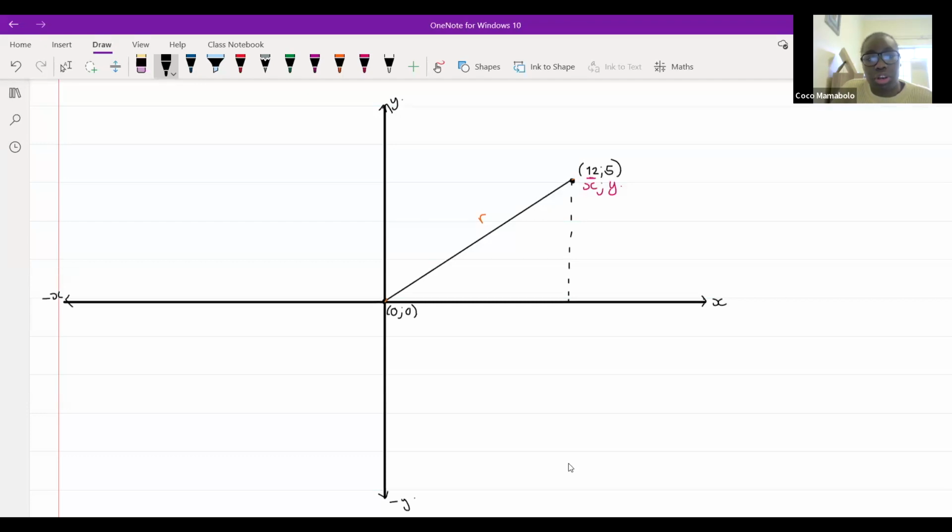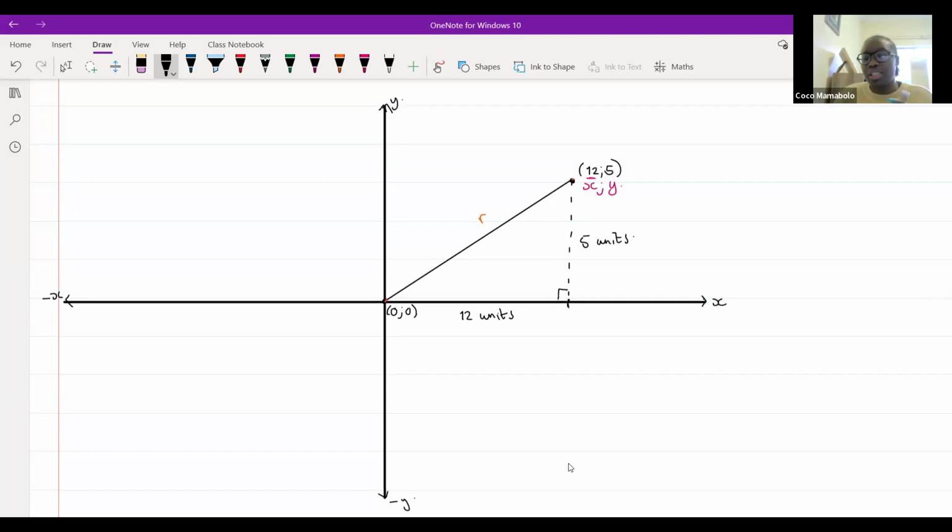We can look at how far our coordinate has gone in the x direction. We know that's going to be 12 units, because in the x direction we moved all the way up to 12. And from here, how many units did it move up? 5 units up. So I now know that if I want to measure that distance, I can just make this into a right-angled triangle. And then what can I use to find r?